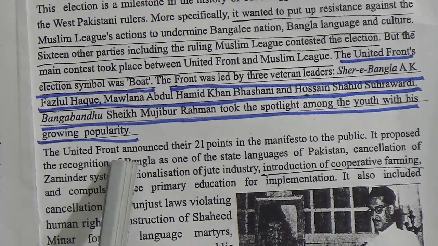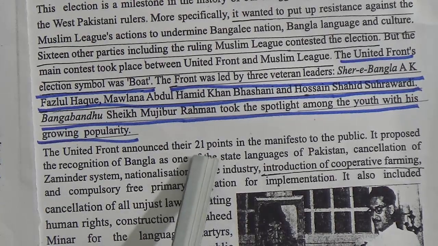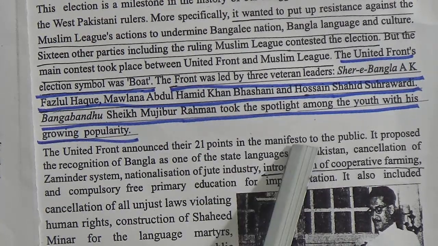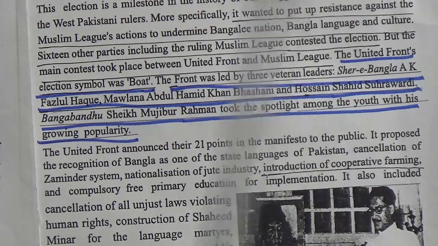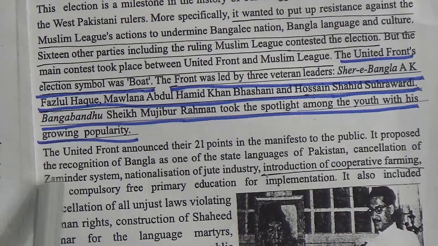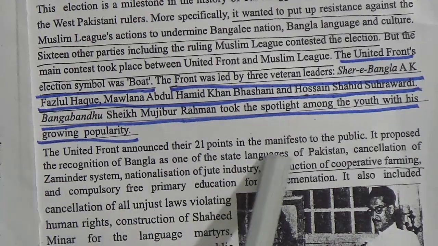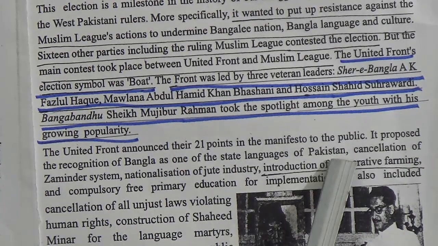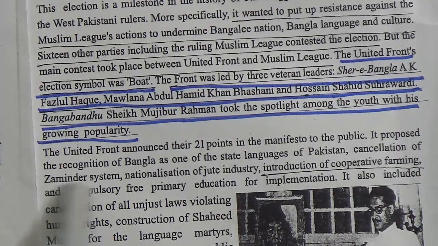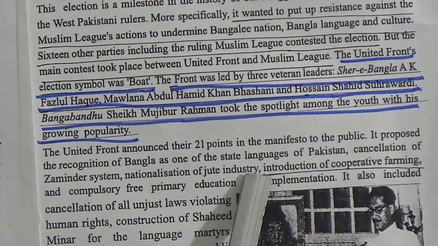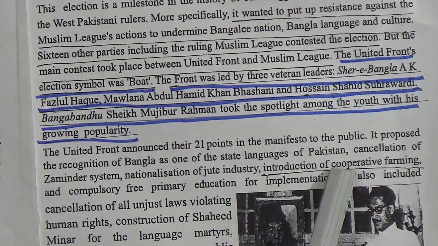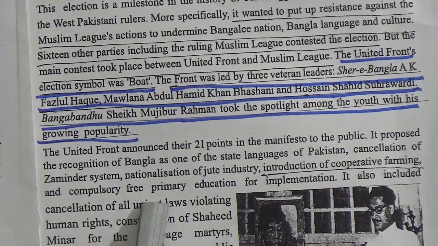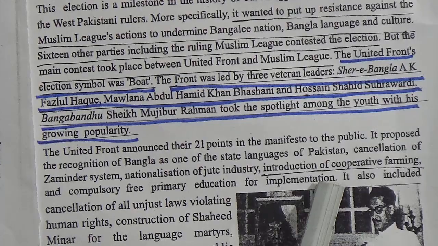The United Front at that time placed their 21 points in the manifesto, that means their announcement to the public. Their first demand was the recognition of Bangla as one of the state languages of Pakistan, then cancellation of the zamindar system, nationalization of the jute industry, introduction of cooperative farming, that means a cooperative based agricultural system, and compulsory free primary education for implementation.